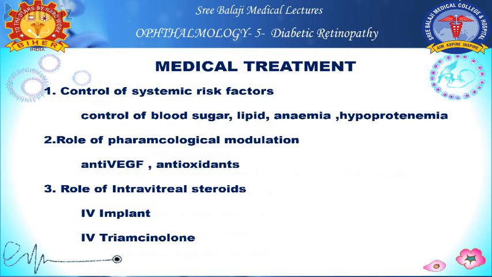So medical treatment is, one, control of systemic risk factors like blood sugar, lipids, anemia and hyperproteinemia, and a few pharmacological drugs can be given, modulatory drugs like anti-vascular endothelial growth factors and antioxidants. Intravitreal steroids can also be given, as an intravitreal implant or intravitreal triamcinolone, which is a steroid.